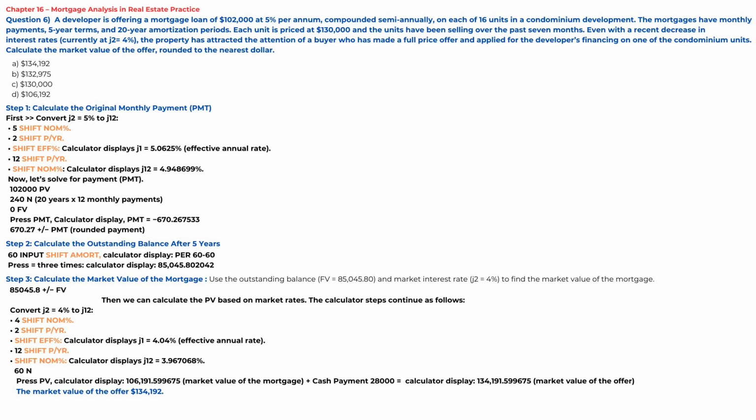134,191.599675, market value of the mortgage, plus cash payment 28,000 equals 134,191.59975, market value of the offer. The market value of the offer, $134,192. The correct answer is A.